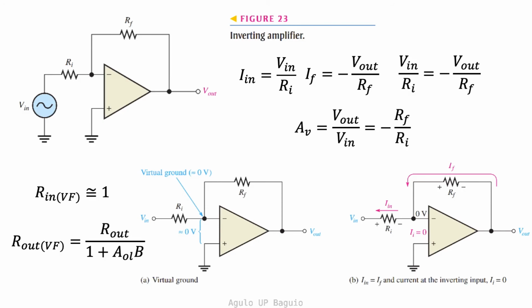For the inverting amplifier circuit, the input impedance is just the same as the input resistance, while the output impedance has the same expression as with the non-inverting amplifier circuit.